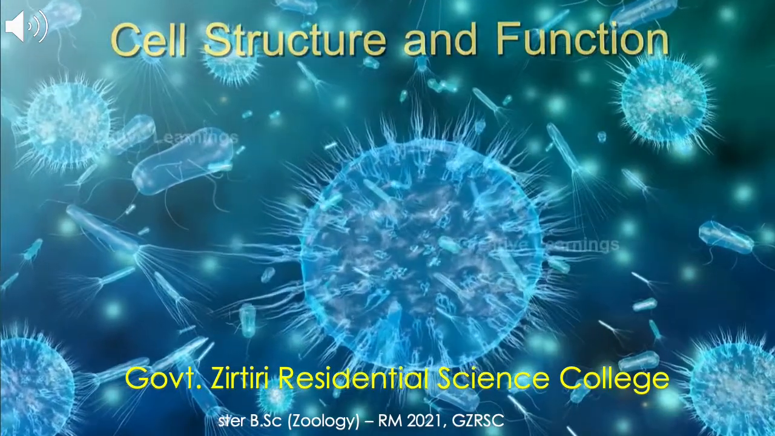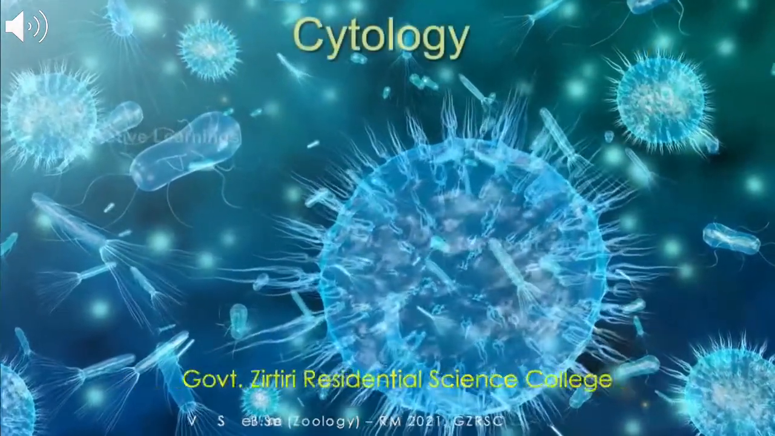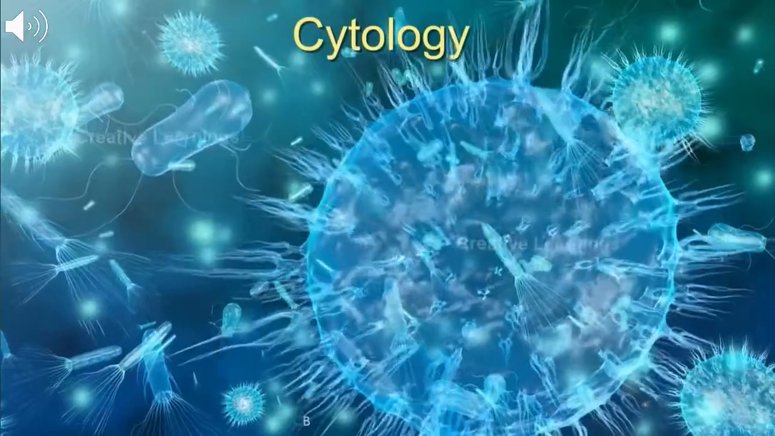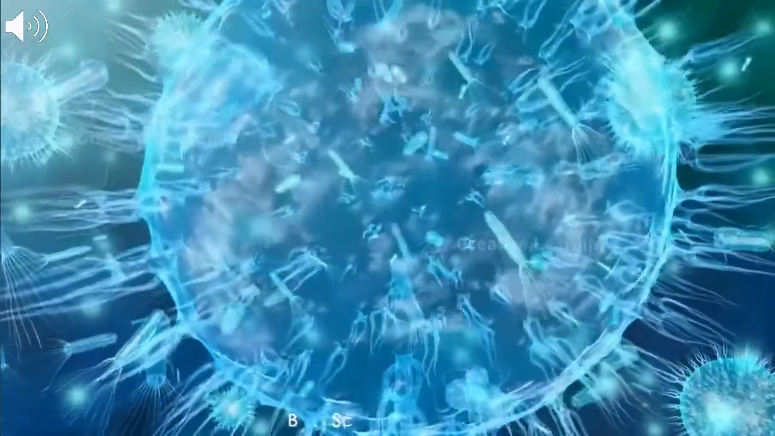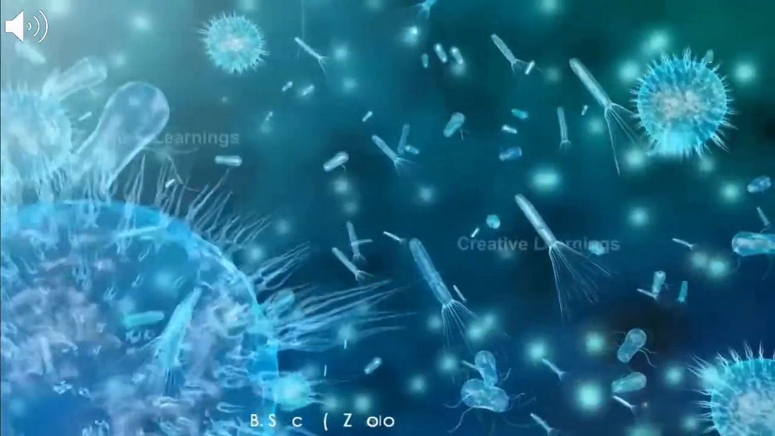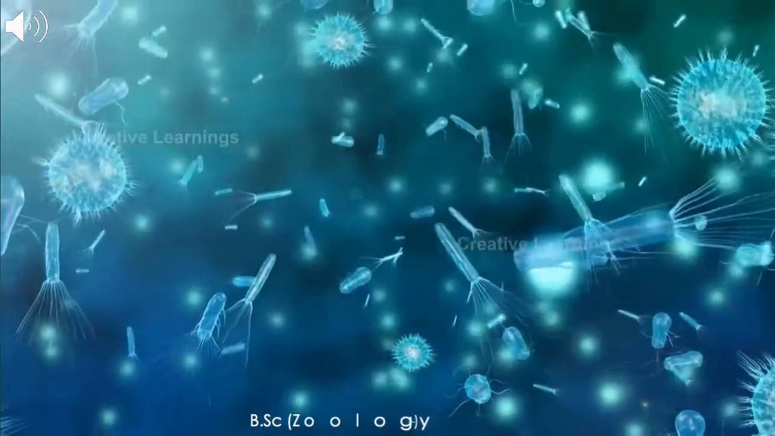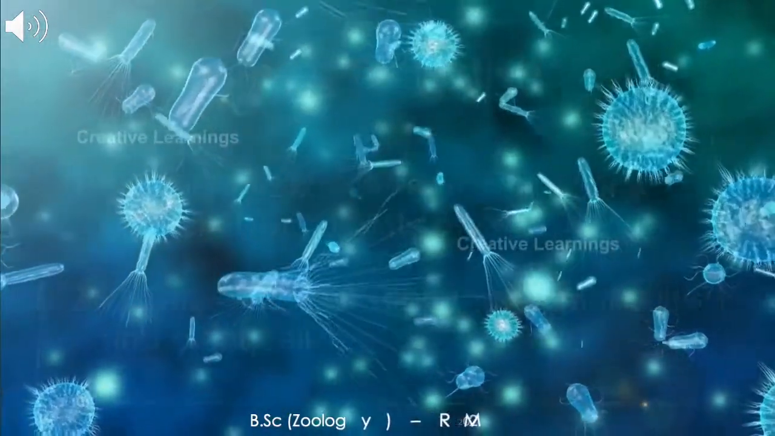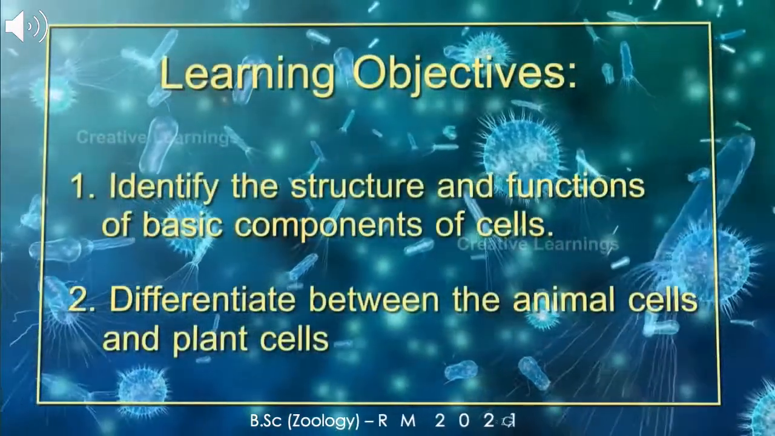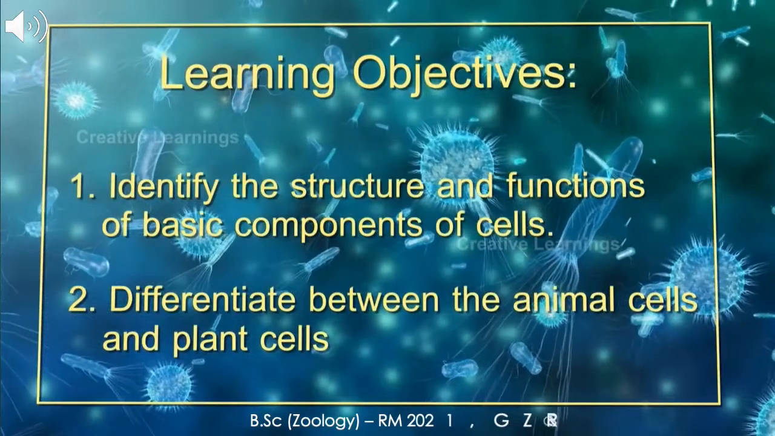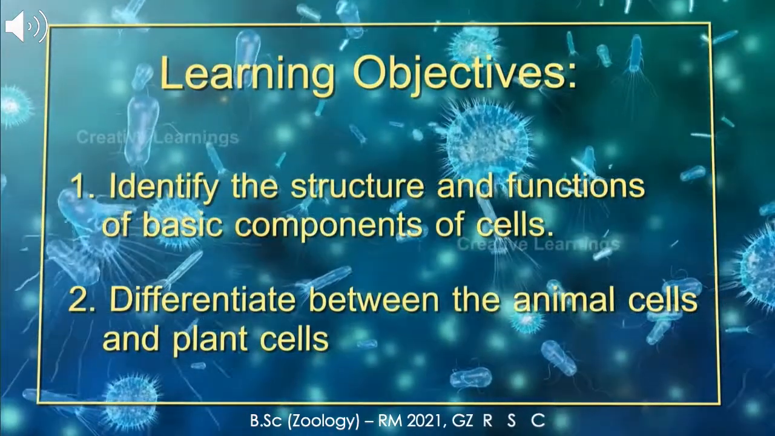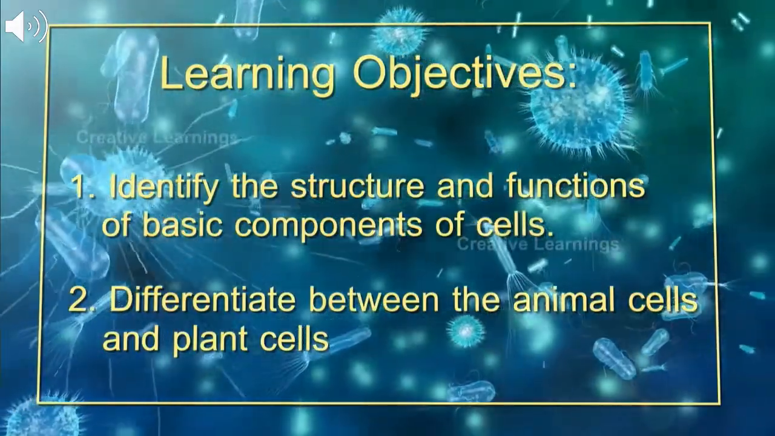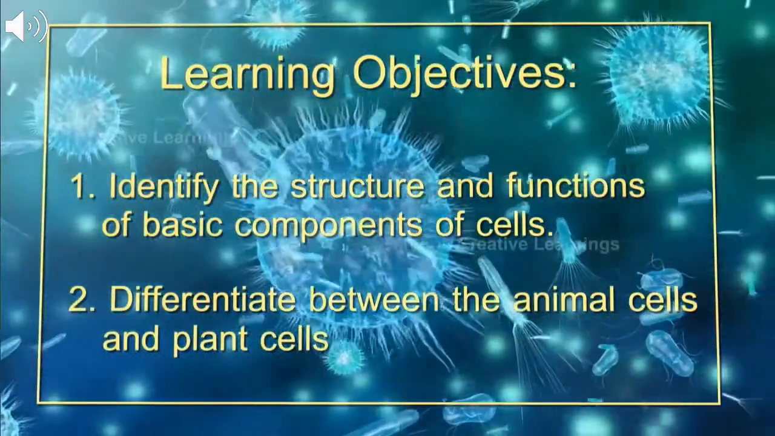Cell structure and function. Cytology is the branch of science which deals with the structure, function, and chemical reactions going on inside cells. Learning objectives: identify the structure and functions of basic component cells, differentiate between animal cells and plant cells.